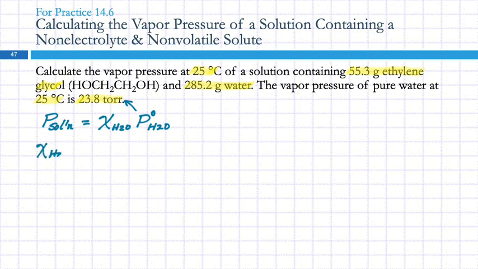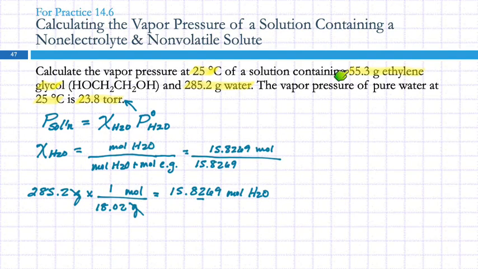So the mole fraction of water, mole fraction is the moles of the thing you're interested in divided by the total number of moles, right? So this will be moles of H2O divided by moles of H2O plus moles of the other thing. I'm going to call it EG, ethylene glycol. So we can find the moles of ethylene glycol because they gave us the mass and they gave us the chemical formula. So 55.3 grams of EG, ethylene glycol.